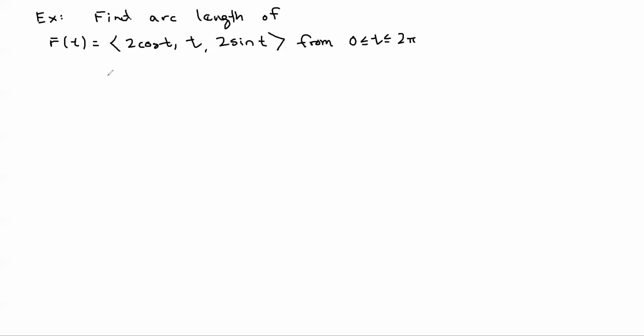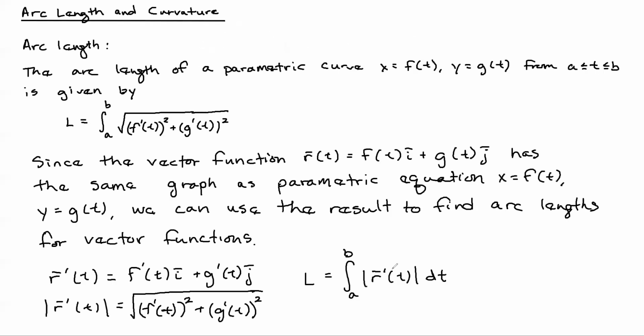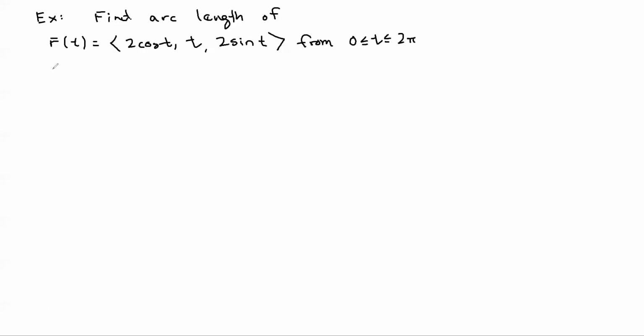Okay, so if we're going to use the formula, what we first need to do is find r prime, then find the length, and then just pop it into an integral with a and b as the bounds. All right, so first we need to find r prime. Differentiate each one of these, and we're going to get negative 2 sine t, comma 1, comma 2 cosine t. Then we can find the length of r prime of t.